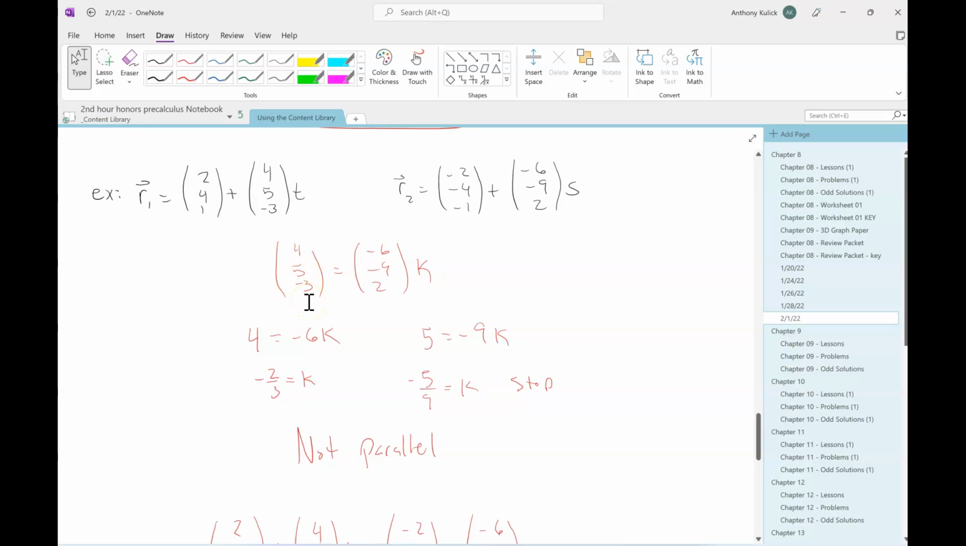This is pretty easy to see that no, there's not. For the x components to be the same, k would have to be -2/3. For the y components to be the same, k would have to be -5/9. I'm not even going to bother with the z component because I already know that there's not a single value of k, so I just stopped right there. So I know that those two lines are not parallel.